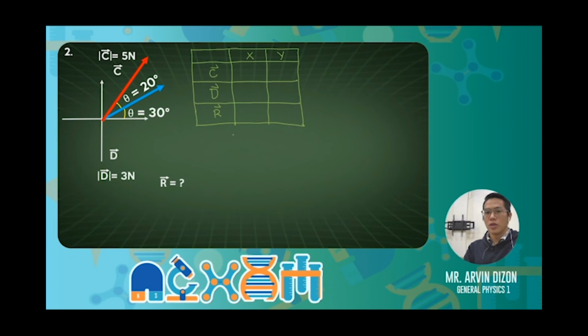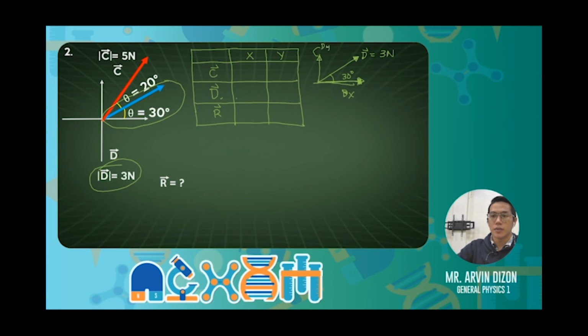Okay, so let's try to analyze first. We're going to start analyzing first vector D. So to do that, I'm going to separately discuss vector D. So this is my vector D. I'm going to just transfer that image here. Vector D has a magnitude of 3 newtons and it's at an angle of 30 degrees. Again, going to illustrate its resultant vector. This will now be dx, and I have here dy. So I'm trying to search the following values here.